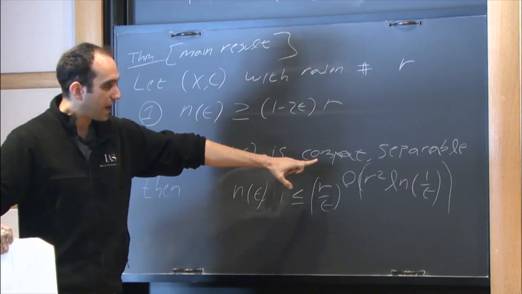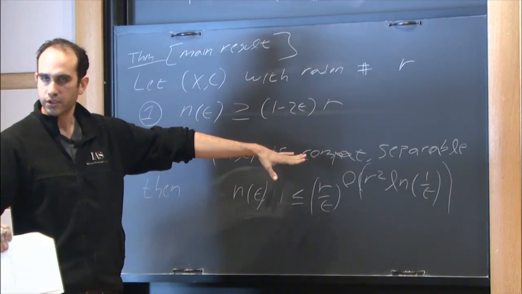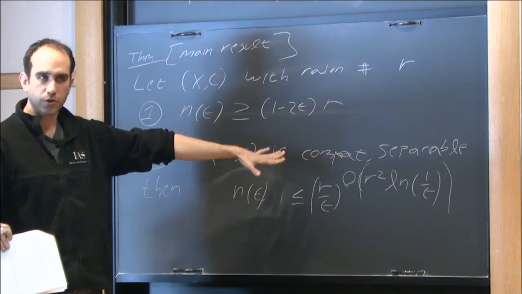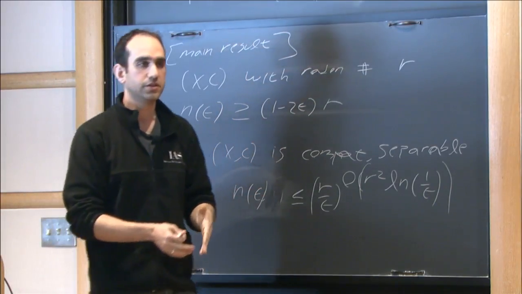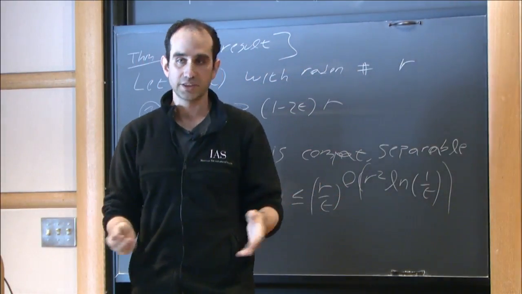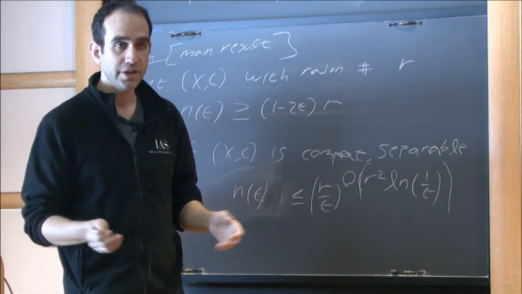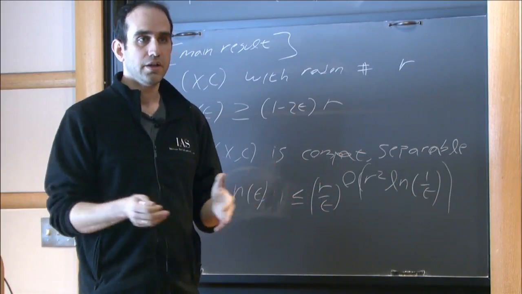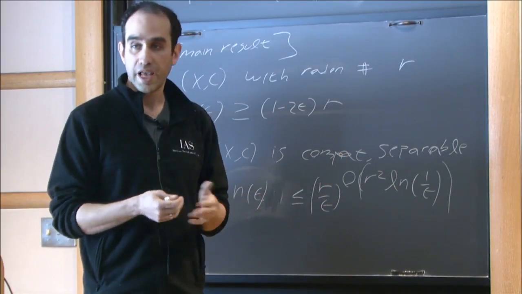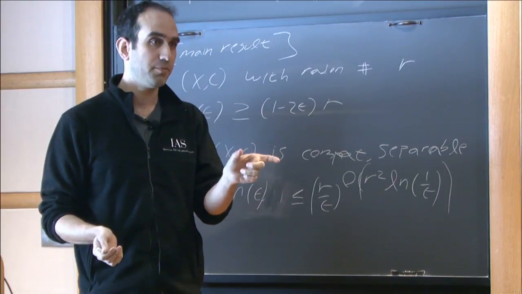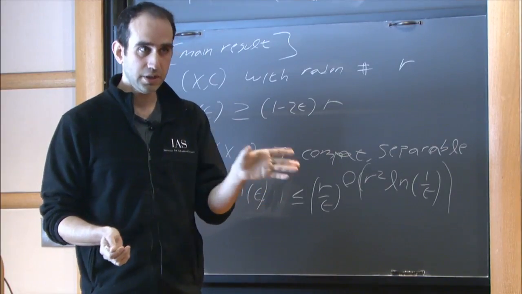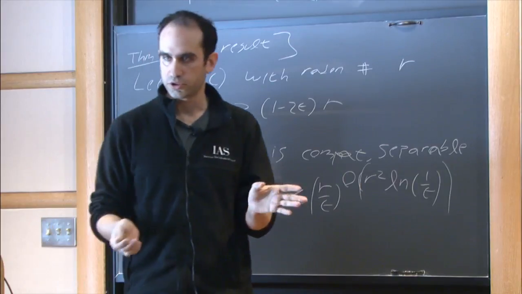And now compactness is a necessary condition. So what does compactness mean? It means that the collection of convex sets has the finite intersection property. Namely, if you have any infinite family with an empty intersection, then there is a finite subfamily with an empty intersection. Just the standard compactness definition from topology for closed sets.